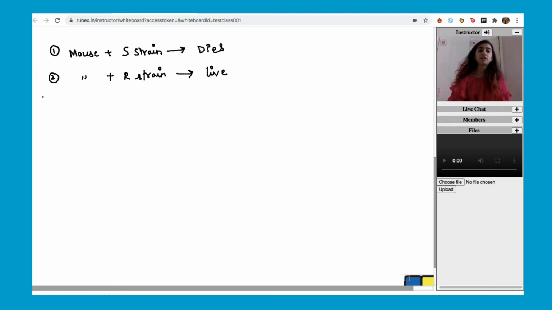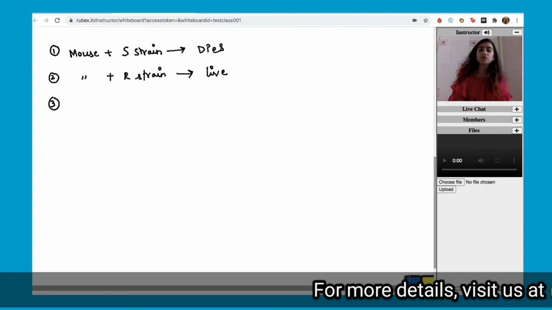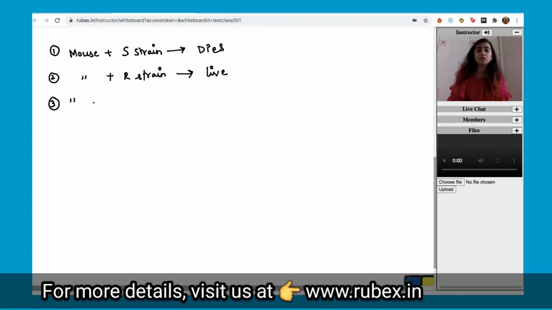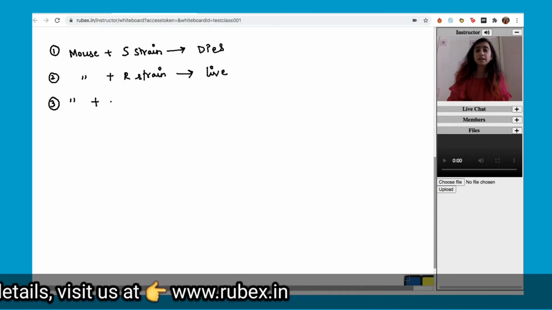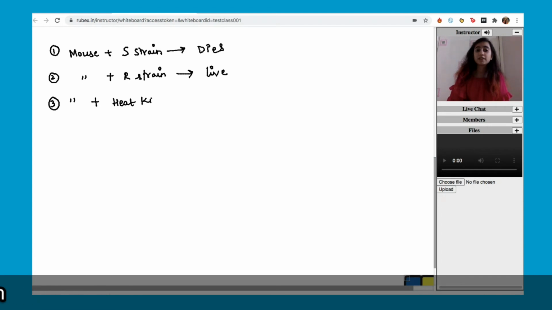Now the third part of this experiment is where the information or the outcomes began. Again he took a mouse. This time he inserted S strain, but in a different way. This time he inserted heat killed S strain. He killed the S strain bacteria first.